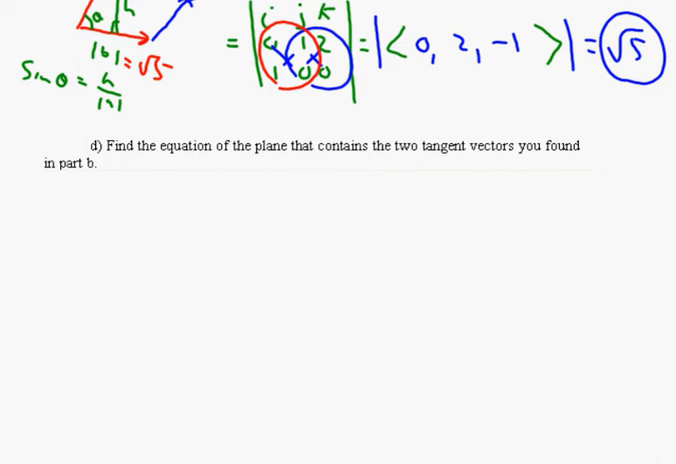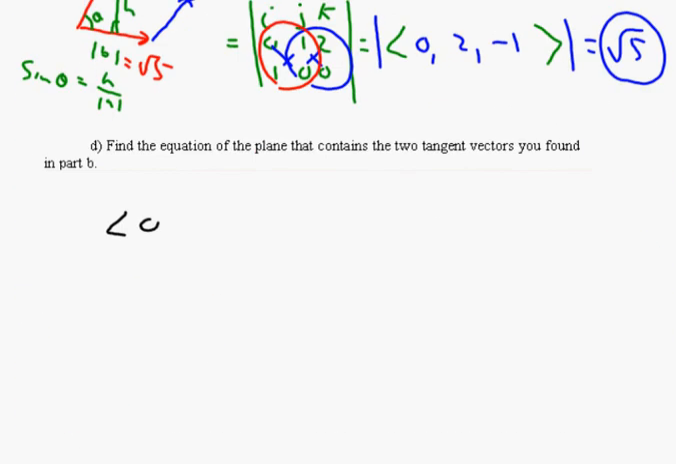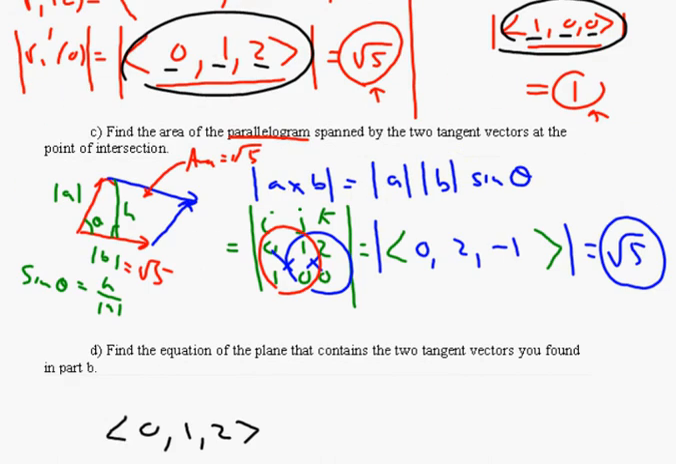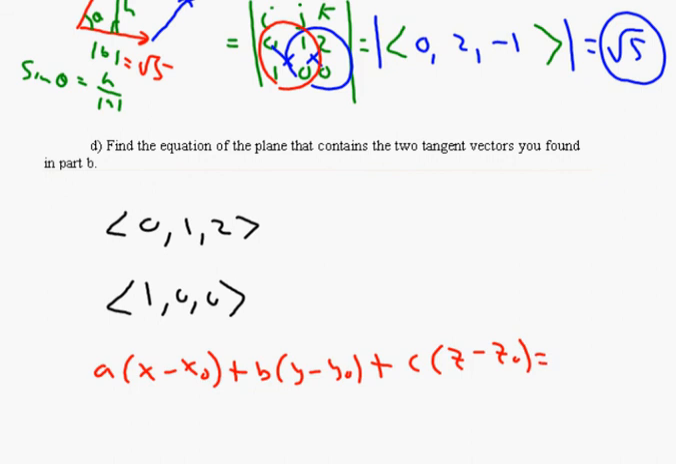Last question. Find the equation of the plane that contains the two tangent vectors you found in part B. So we had our two tangent vectors. One of them was 0, 1, 2, and the other one was 1, 0, 0. The equation of a plane, you know, is the normal vector to these things multiplied by x minus one of the points it has to go through. So let's start to write that out. A times x minus x0 plus b times y minus y0 plus c times z minus z0 has to equal 0.